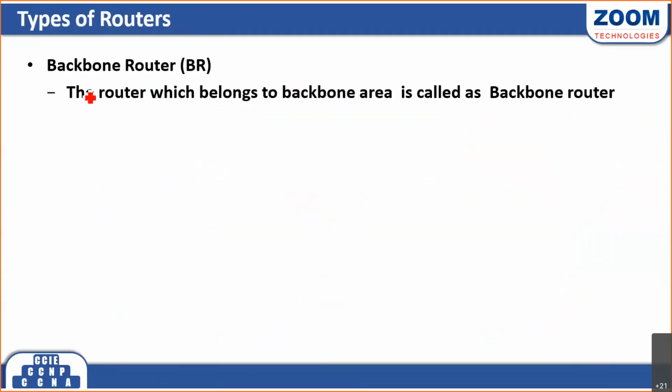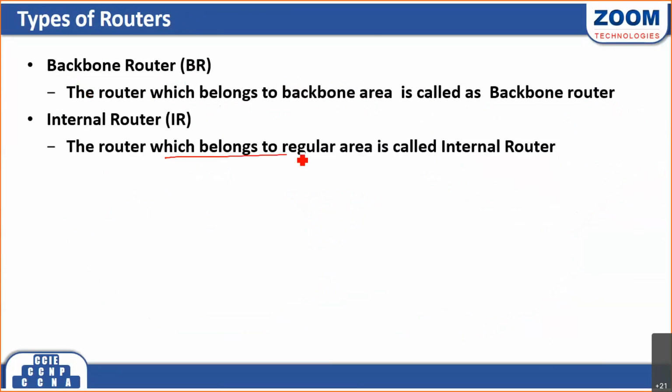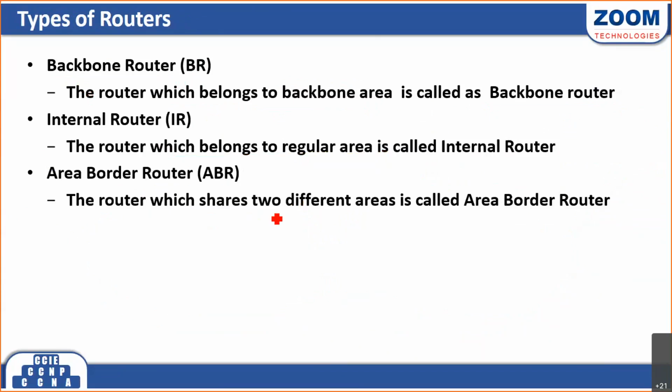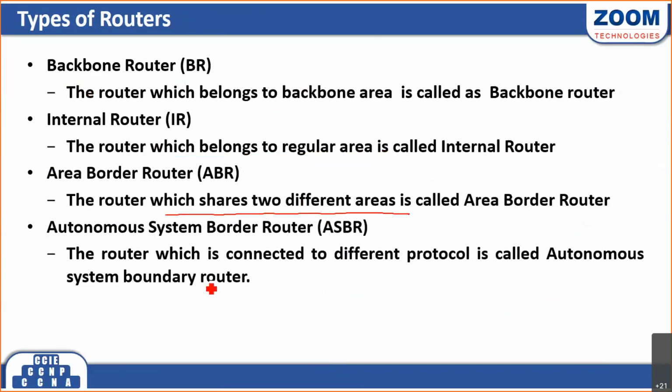So, types of routers. A router which belongs to the backbone area is a backbone router. One which belongs to a regular area is an internal router. One which shares two different areas is an ABR. A router which is connected to different protocols is an ASBR.